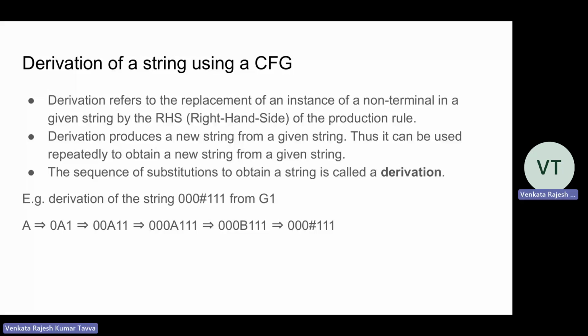So for me to get this string, I have to replace A with 0A1. Now I have an A again. I replace this A again with 0A1. I have an A again. I replace this A again with 0A1. Okay. Now for me to get 000, I have to stop here. I replace this A with B and I replace this B with hash. Right? Only then, if I follow this sequence of substitution, will I get this particular string. If I change this sequence of substitution with any other rule at any step, then I'll get a different string. Okay?